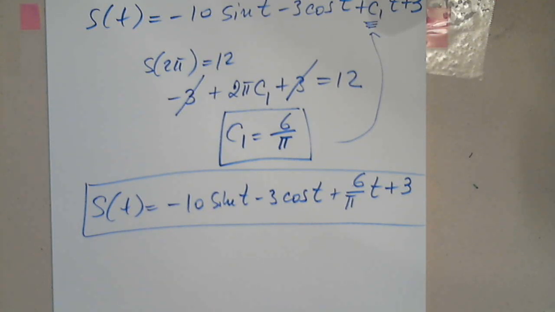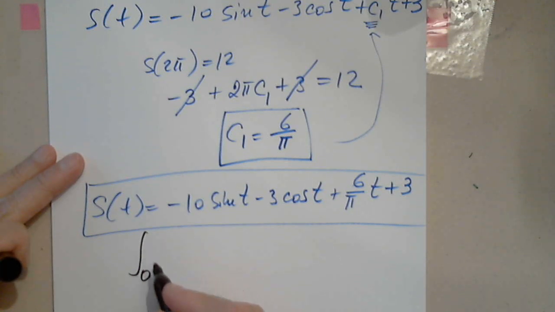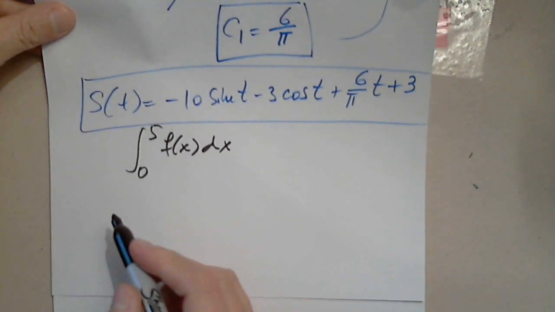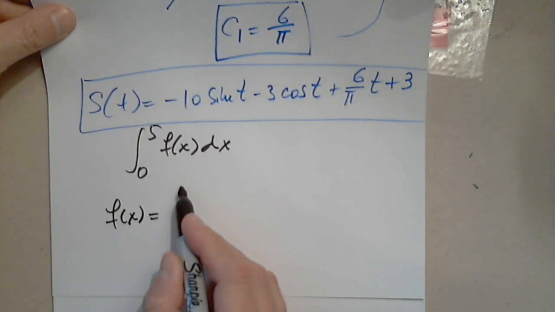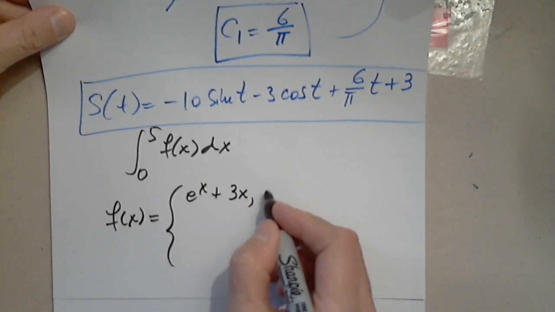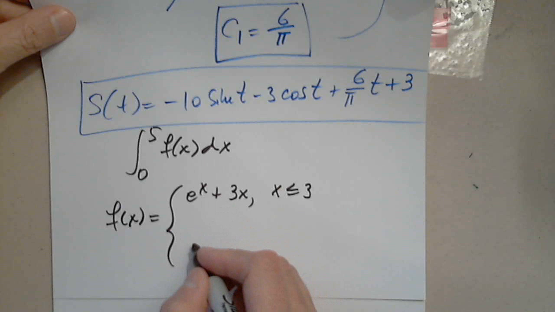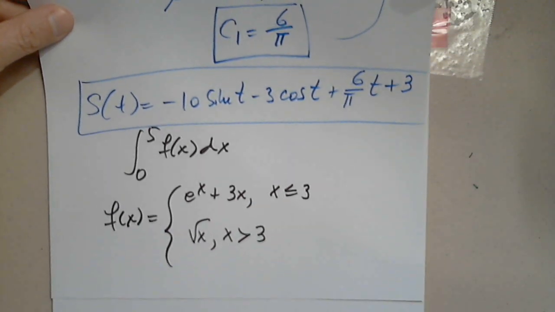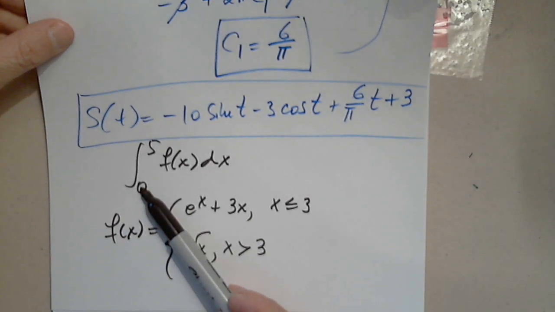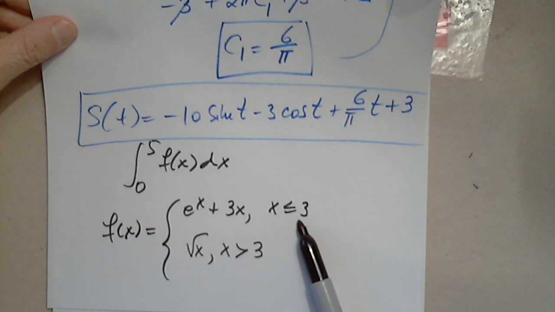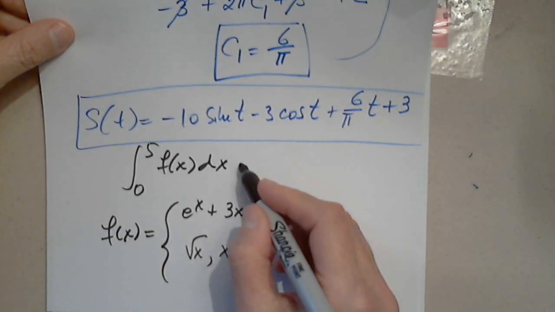Yes. So we're asked to find the integral. Is this the one, 0 to 5 from f of x dx? Yes. Okay. So we're given a function that is a piecewise defined function: e to the x plus 3x if x is less than or equal to 3, and the square root of x if x is greater than 3. And remember, there is a property of the definite integral. When I calculate from 0 to 5, I can split it into two.